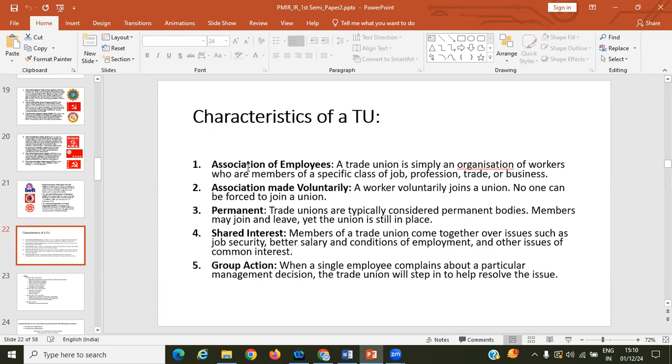What is voluntary? You all know. No one is forcing you to join.